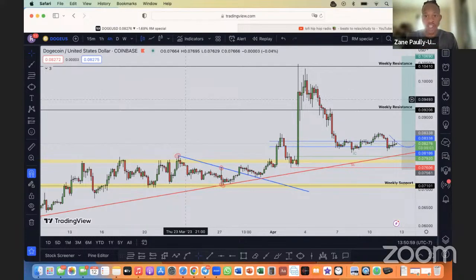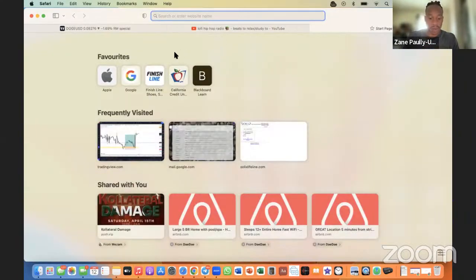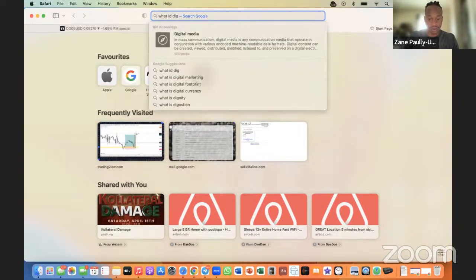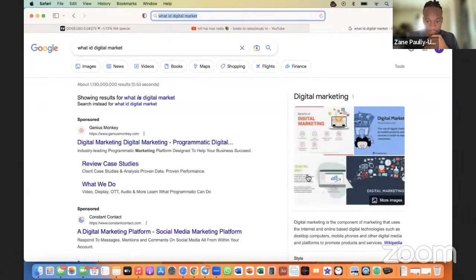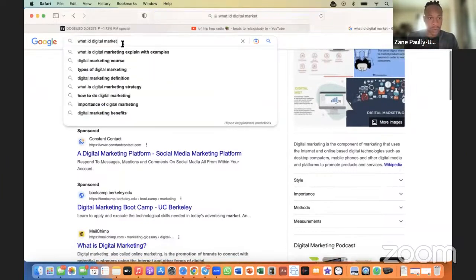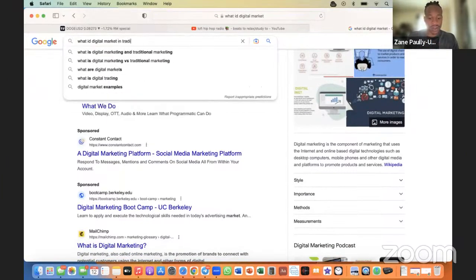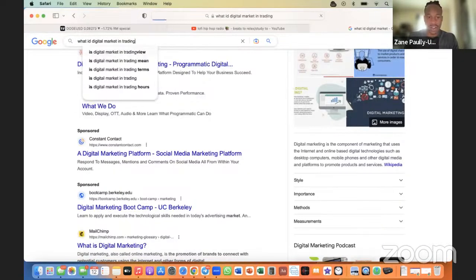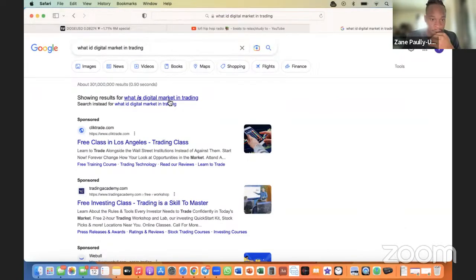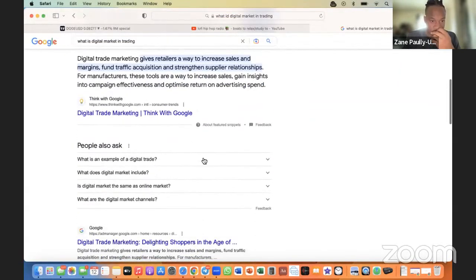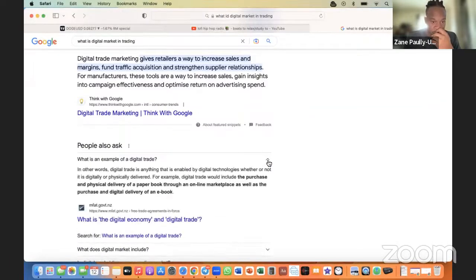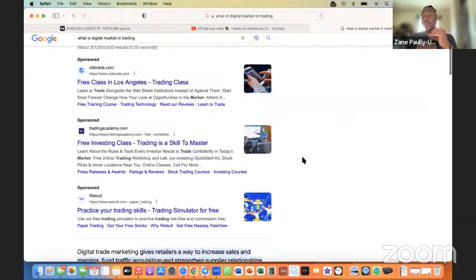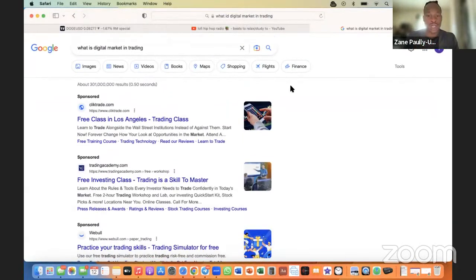So first thing I'm going to do is look up what is digital market. We're going to look that up together right now. In trading. So maybe that's not the one we're looking for. Let's say in trading. Okay, so what is an example of digital markets include? Okay, maybe digital market is just a term that people use.